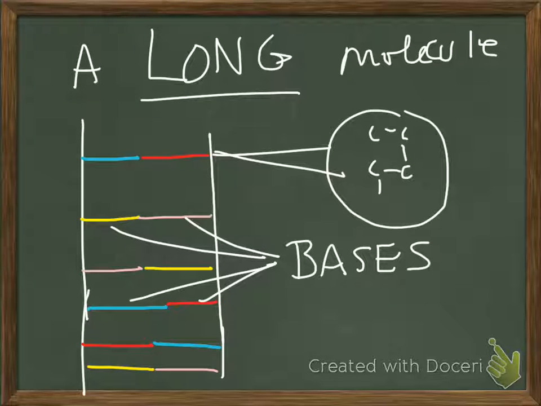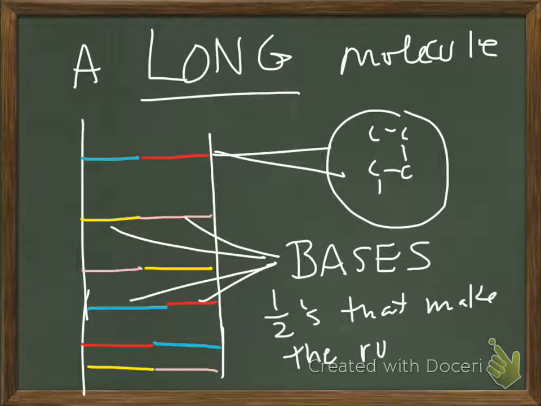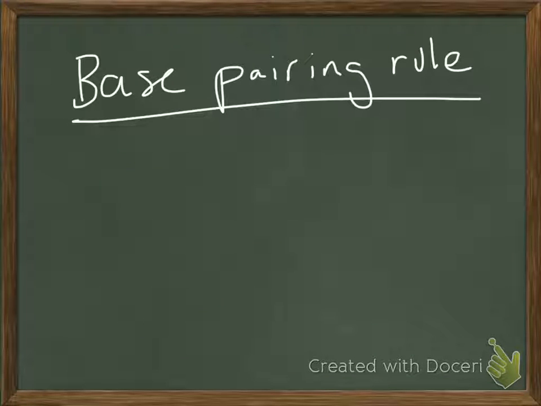Those halves are called bases that make the rungs of a ladder. This is basically like a kindergarten, hold your buddy's hand going to the bathroom kind of thing. Those bases can only match up in a certain way.